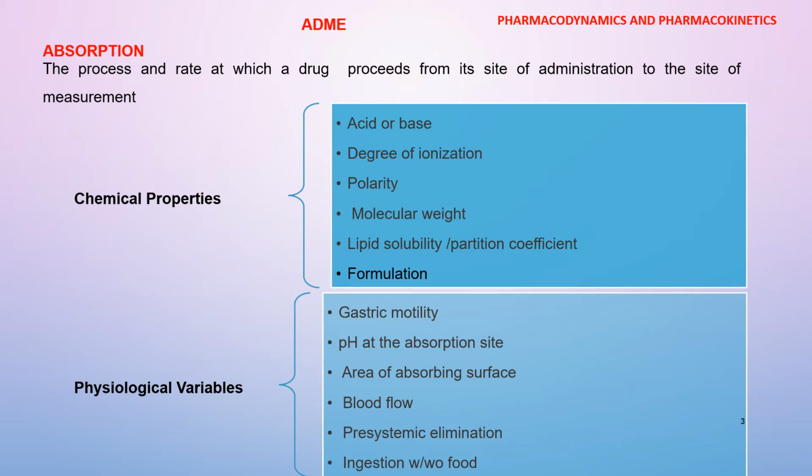Absorption is the process by which the drug moves from the site of administration to the site of measurement, that is the blood plasma. The factors that affect the absorption of a drug can be broadly divided into two categories: the chemical properties of the drug and the physiological variables of the body. In general, smaller molecules diffuse readily across the membrane than larger molecules because the diffusion coefficient is inversely related to the square root of molecular weight.